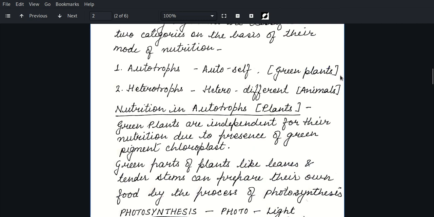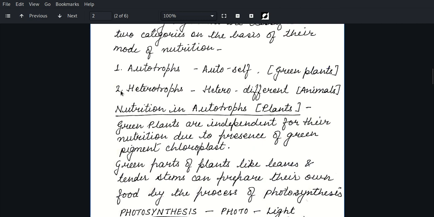They are green plants. Here green plants only, because there are some non-green plants like fungi which cannot prepare food for themselves. So only green plants are autotrophs.